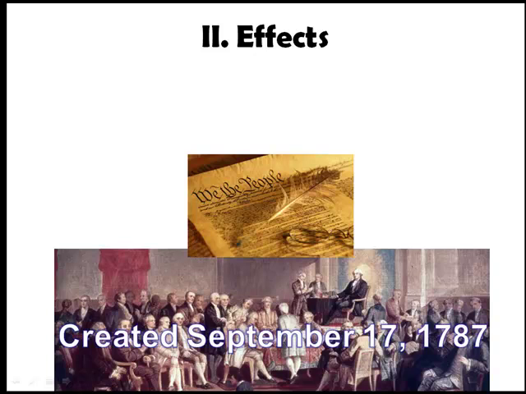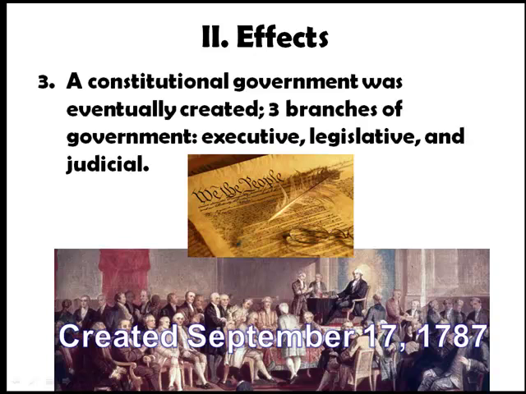Now, the third effect here is that eventually in 1787, a constitutional government was created. So we have a constitution that arises from this particular revolution, and that separated out the government into three branches. You have the executive, the presidential powers were outlined in this document. The legislative or congressional powers were also documented here, and the judicial or the judges in the court system, which was created September 17, 1787, and later ratified and approved by the rest of the colonies or states at that point.